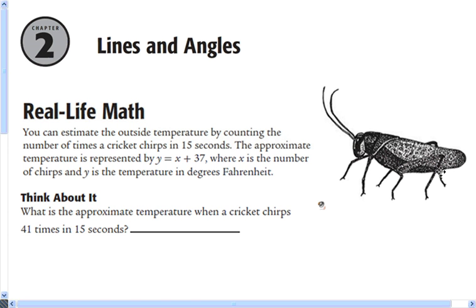Howdy class, this is chapter 2, lines and angles. We're going to learn a lot about equations here: how to create equations, how to manipulate equations, how to use equations, all linear equations.